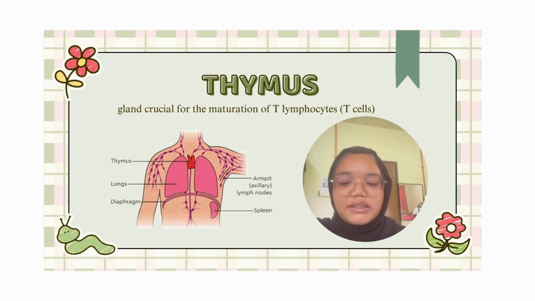Only about 2% of developing T cells survive in the cortex. The remaining cells will die via apoptosis. The thymic macrophages help clear out debris of dead and dying cells. The surviving T cells enter the medulla.